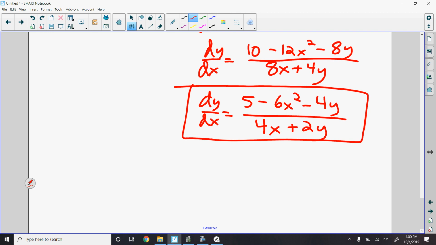Okay. So, a good little intro here to implicit differentiation. That's it for today.